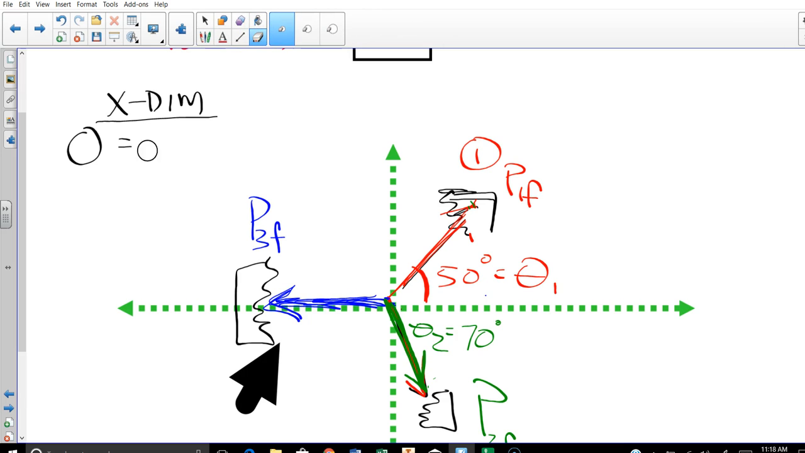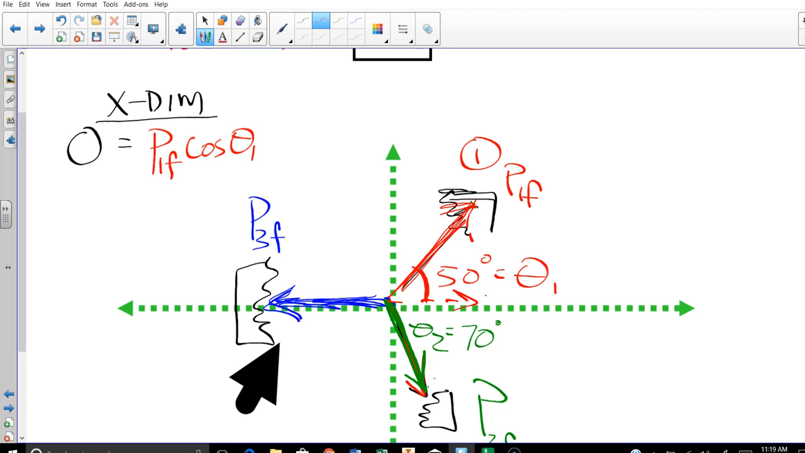So, for example, we'll start with all the ones going to the right. When I go to put in P1, do I write in P1 final times what? X component. I don't want all of P1 final. I want its x component. And how do I find x components? If I have the reference angle, that's going to be the cosine of theta 1.